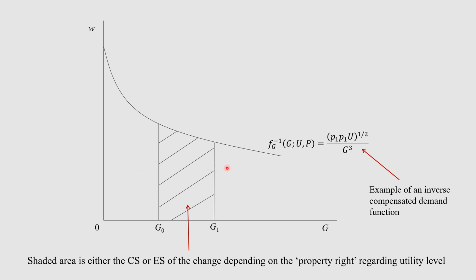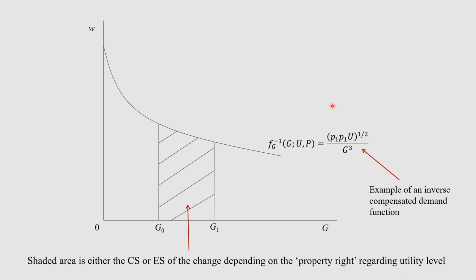So now what we want to do is somehow estimate this function in economics, where we have the environmental good or service on the horizontal axis and some kind of a shadow price, some kind of a price for that particular commodity, that particular public good. And in going from G0 to G1, we want to estimate what this area is. It's a shaded area that is either the compensating surplus or equivalent surplus of the change, depending on the property right regarding that utility level.